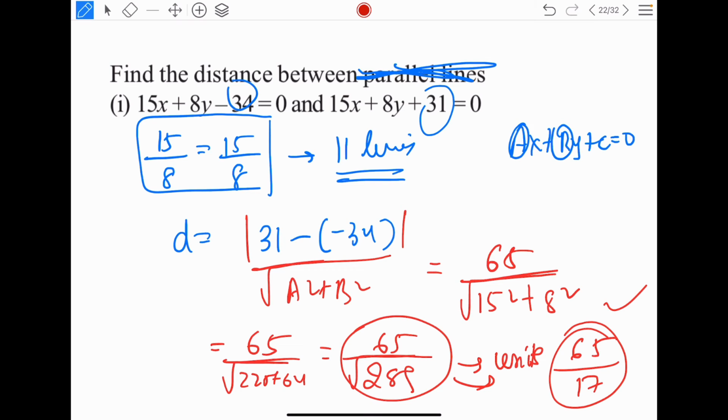Okay, so the formula is simple. C1 minus C2 upon under root a square plus b square. The thing is to identify whether the lines are parallel or not. If they are parallel, in ax plus by plus c is 0, a and b of both the lines must be the same, then only the ratio will be the same. That is the condition we have derived. Fine, that's how you get the distance.